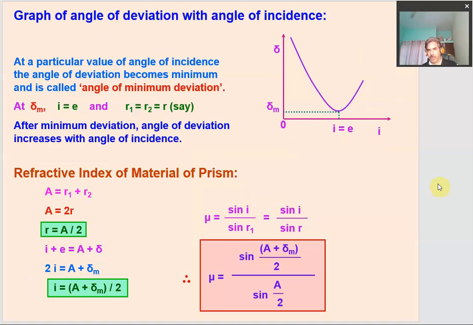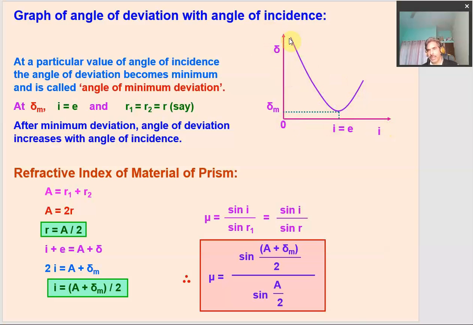From the prism formula we already know that the angle of deviation changes with the angle of incidence. As the angle of incidence changes, its value also changes. So when we plot the graph between angle of incidence and angle of deviation, taking angle of deviation along the vertical and angle of incidence along the horizontal, we get a graph just like this, right?